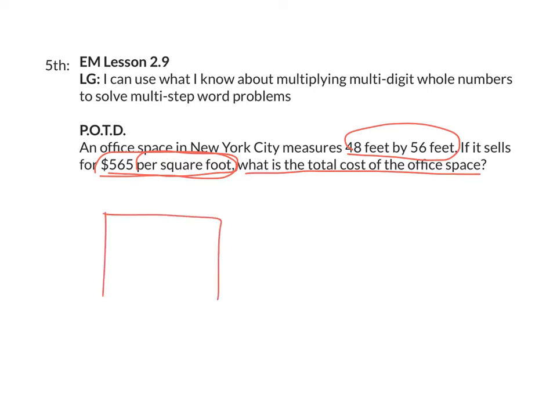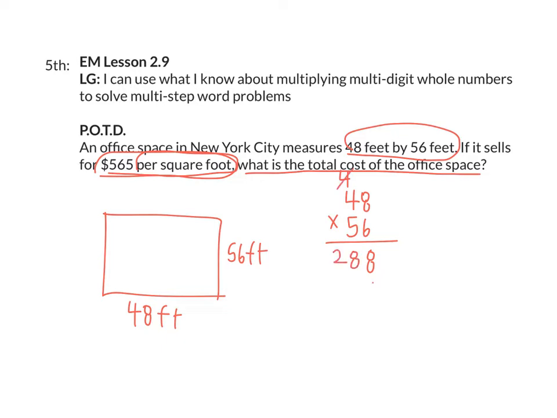Okay, so we know that the space is 48 feet by 56 feet. So in order to find the area, we have to multiply the length times the width, or 48 times 56. Okay, we can go ahead and do that. 6 times 8 is 48. 6 times 4 is 24, plus 4 is 28. Now we add a placeholder 0 because now we're multiplying by the tens.